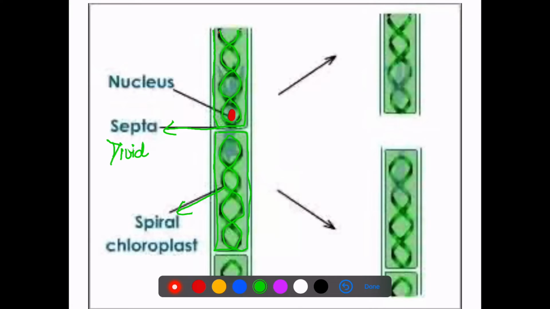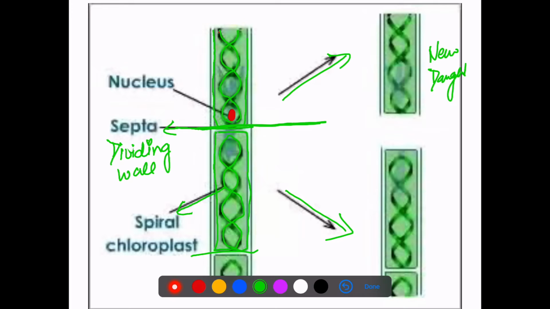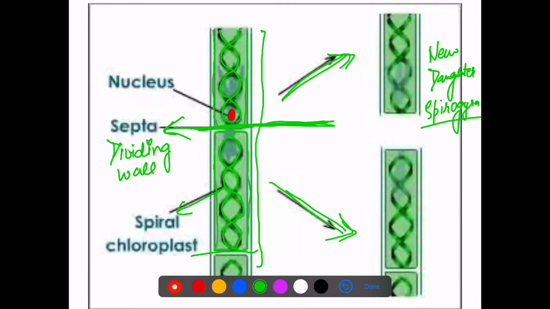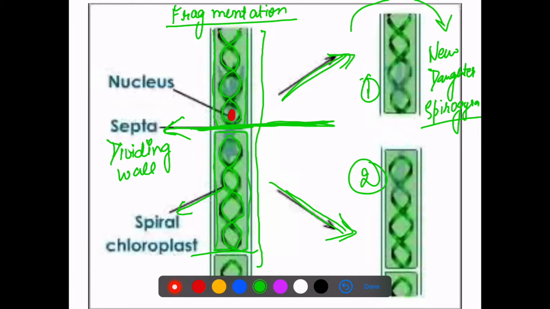Septa are basically dividing walls, one after the other, and then it breaks off and breaks off again. In this way, suppose it is breaking from here, then there is a formation of new daughter Spirogyra, and each fragment of Spirogyra has the capacity to give rise to a new Spirogyra. So this is our complete Spirogyra. Suppose it breaks off from here, then it will divide into two parts, and each part now has the capacity to become a new Spirogyra. So which kind of reproduction is this? Fragmentation. Fragmentation means one fragment broke and it can give rise to a new Spirogyra.